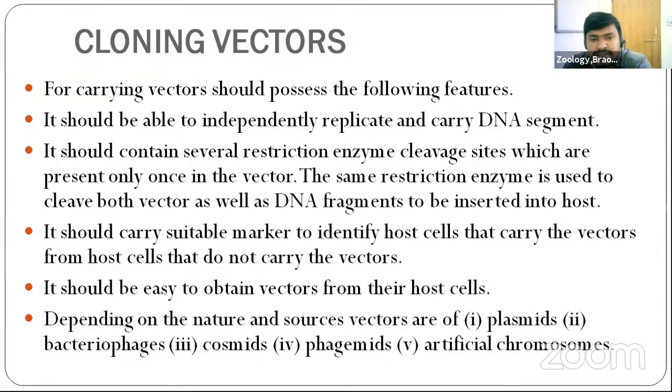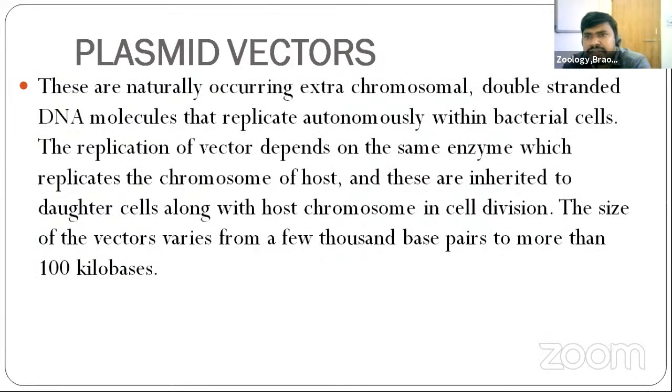The next one is it should carry a suitable marker to identify host cells that carry the vectors from the host cells that do not carry the vectors. And it should be easy to obtain vectors from their host cells. Depending on their nature and sources, we can classify vectors into the following types: plasmids, bacteriophages, cosmids and phasmids, and artificial chromosomes. So, plasmid vectors.